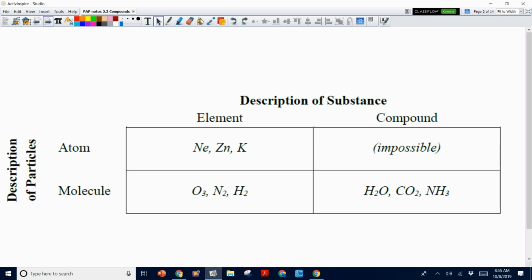name those. So if you'll copy down this first chart, go ahead and pause the video, and then I'll come back and we'll talk about it.